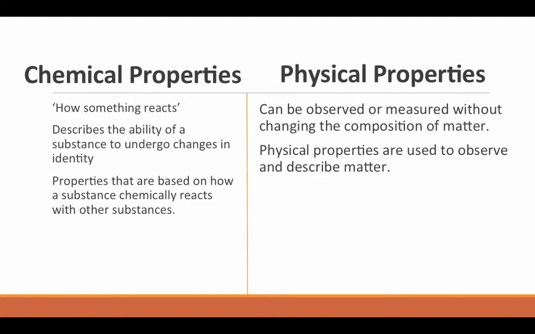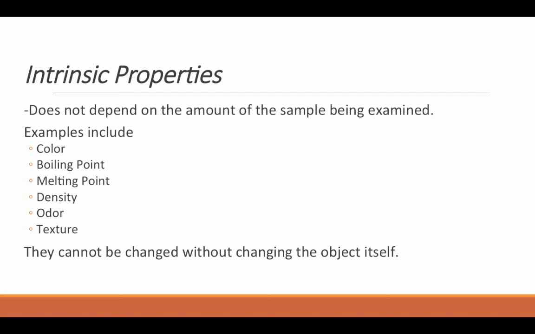With physical properties, we're just going to observe and describe what that matter looks like, and it's based on what are called intrinsic properties. Intrinsic properties do not depend on how much of the sample you have. As an example, if I have 10 pounds of copper, the properties of that copper are going to be exactly the same as if I had 2 pounds of copper. The amount that I have does not control the intrinsic properties. It's independent of the quantity.